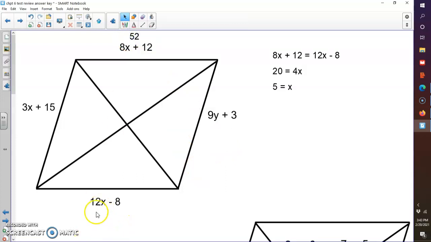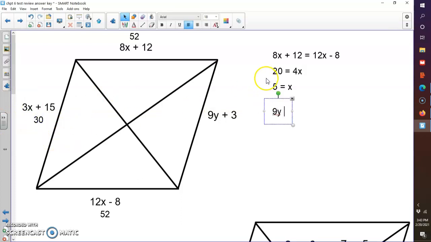12 times 5 is 60 minus 8 is 52. So that works out perfect. Now when I put it in over here, 3 times 5 is 15 plus 15 is 30. And now this is what I use to get my y.